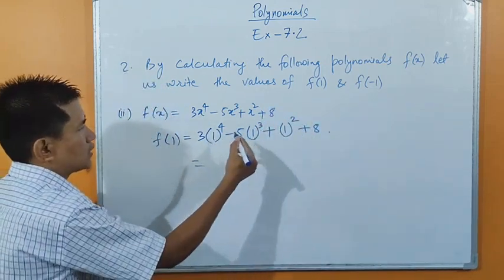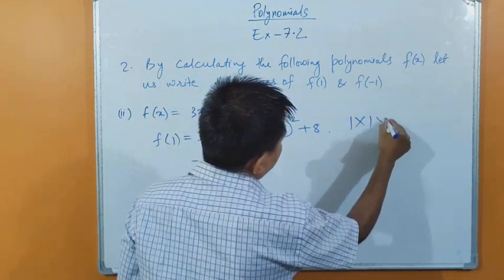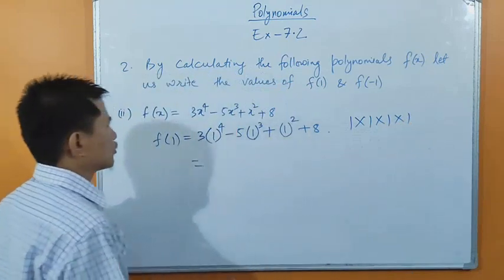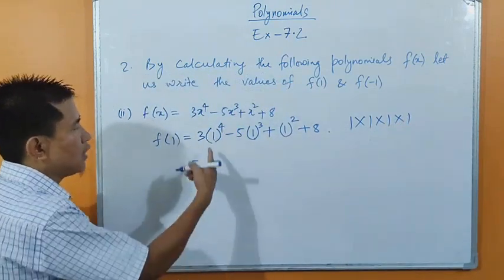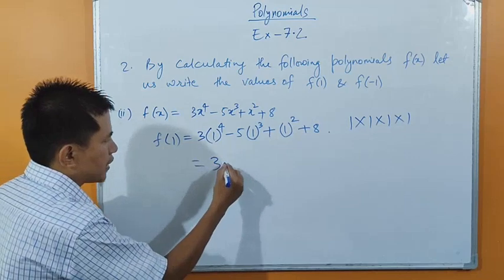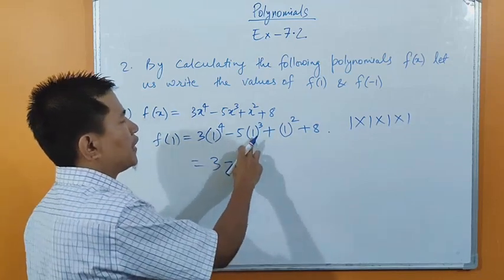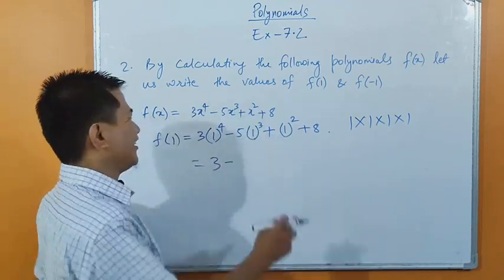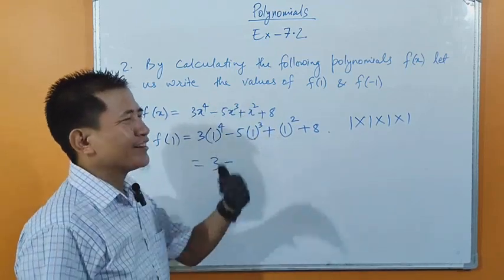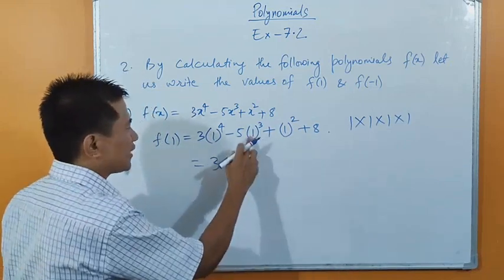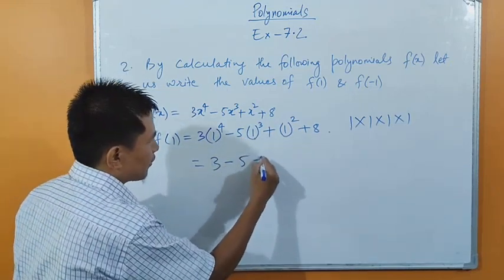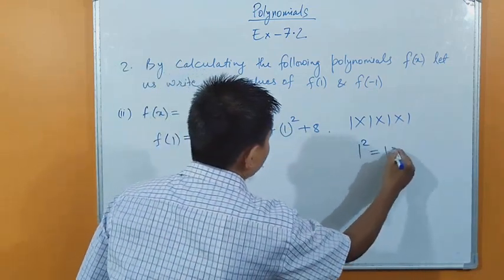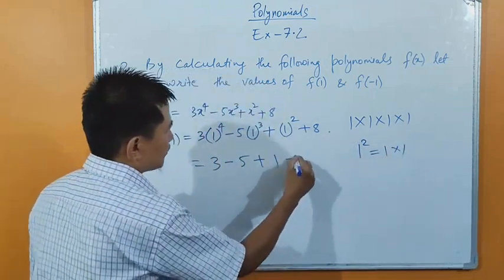1 into 1 is 1. So the value of 1 to the power 4 is 1, and 1 into 3 is 3. Minus, similarly, 1 multiplied 3 times: 1 into 1 into 1 is 1, isn't it? So that 1 into this 5 is 5. Plus 1 squared is 1 into 1, that is 1 itself. So plus 8.